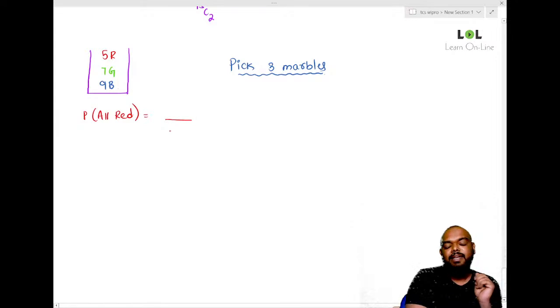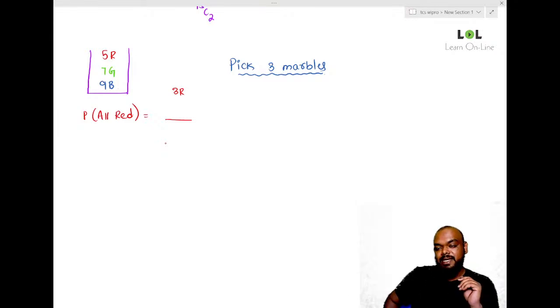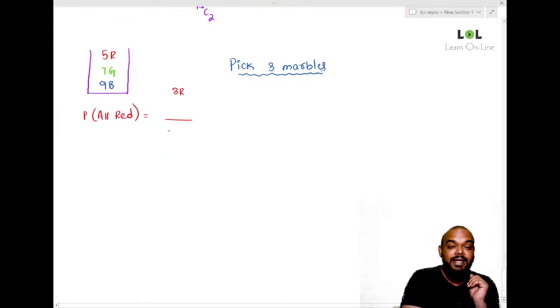What will be the total cases? Can anybody tell me the total cases? All red means I need 3 red. You have to write completely. You are picking how many marbles? Manohar, count the number of marbles clearly. How do you pick 3 marbles out of 21 marbles? 3C21? No, 21C3. That is 21C3 ways we can select 3 marbles.